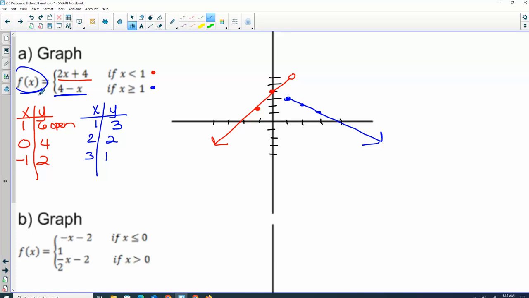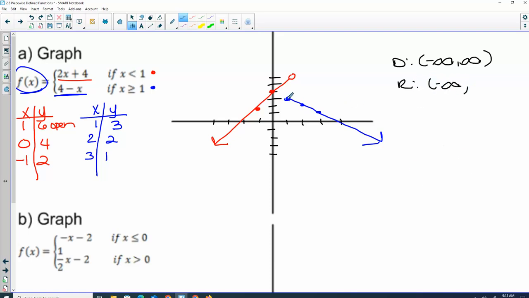Can we do the domain and range of this? Domain, what x's do we hit? The red one stopped at 1, but the blue one picked up there and kept going. My range, they're both coming from the bottom, so it's coming from negative infinity.